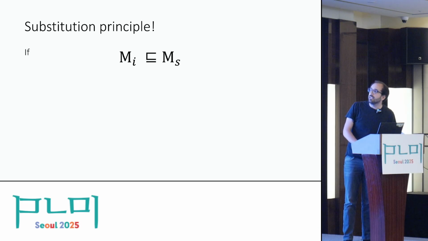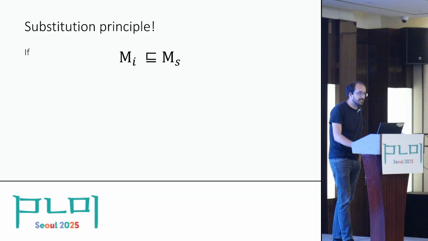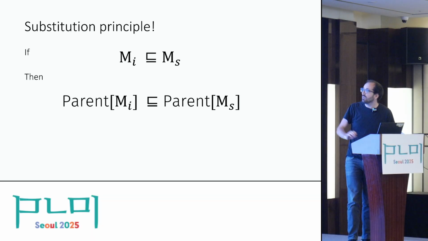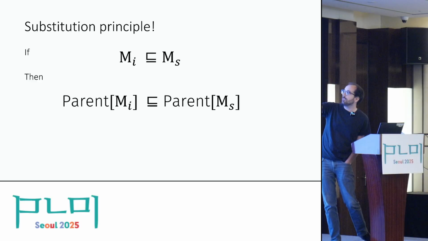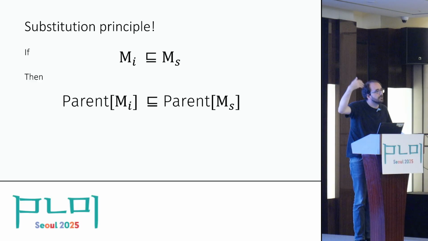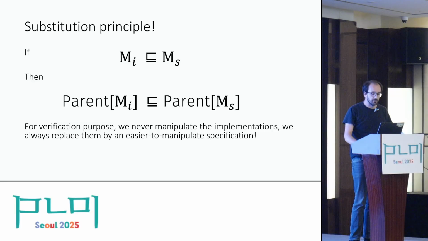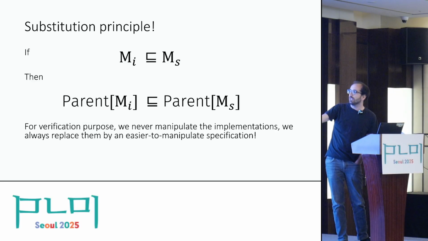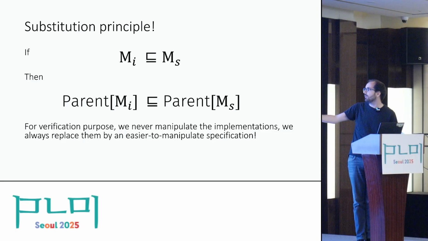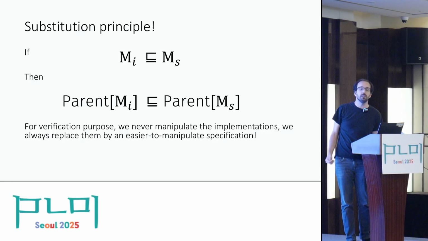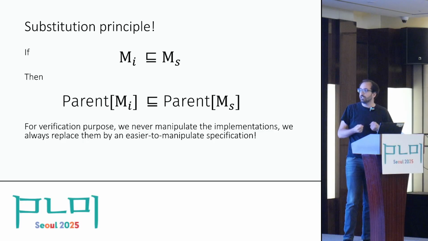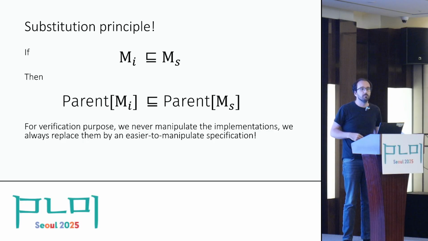But the key thing is that it gives us a nice substitution principle that is exactly what we were looking for. That is, if you can prove that a module implementation refines a module specification in the sense of weak simulation, then any usage of that module will refine any usage of the specification. And that's exactly the idea of saying for verification purposes, we never manipulate the implementation. We always replace the implementation by the specification to study the bigger module.